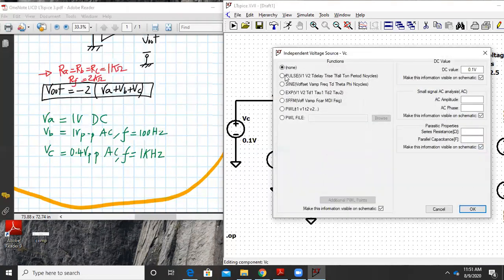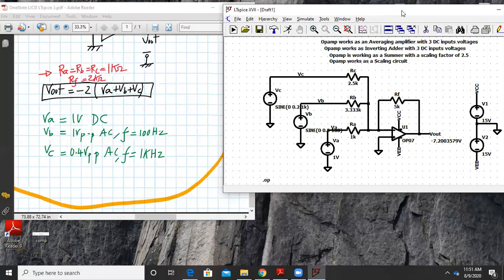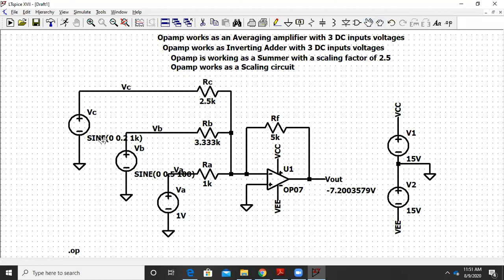Go to advanced, select sine, DC offset as 0, amplitude as 0.2 volts, and the frequency of this will be 1 kilohertz. Okay, click OK. Now let me adjust this properly so that it's visible on the screen. So this is my sine. VC and VB are my sinusoidal inputs, that is AC inputs, and VA is my DC input.